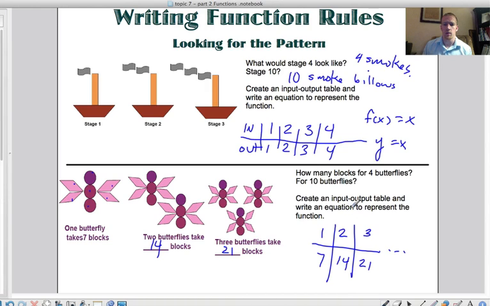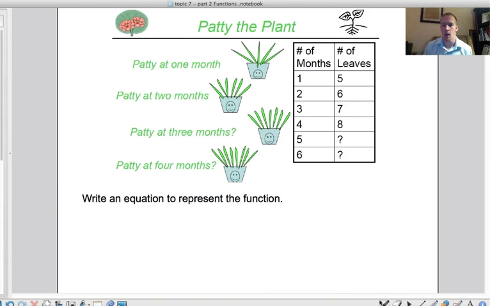and write an equation. So here our equation is, if y is the number of blocks and x is the number of butterflies, y equals 7x, because there's 7 blocks per butterfly. So you could write this, or f of x equals 7x. Alright, so those are a couple of easy ones. Let's look at another one here.